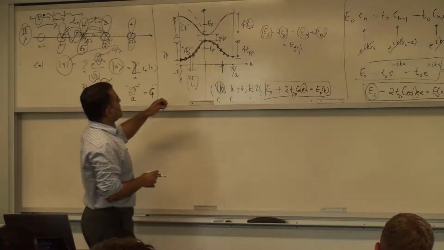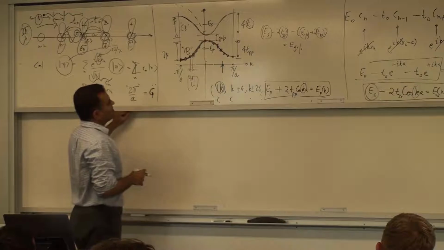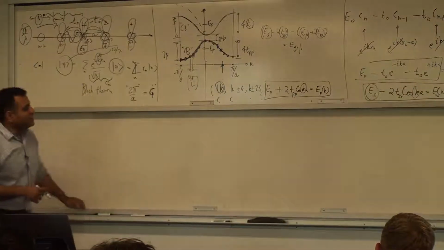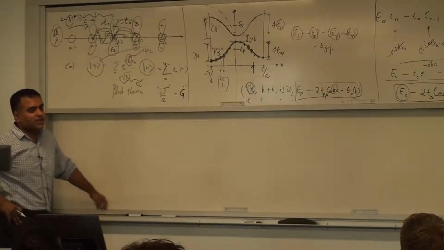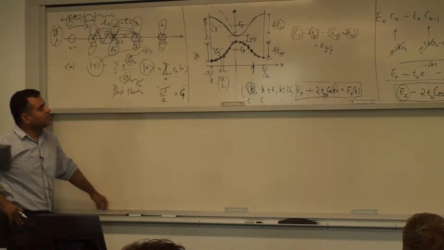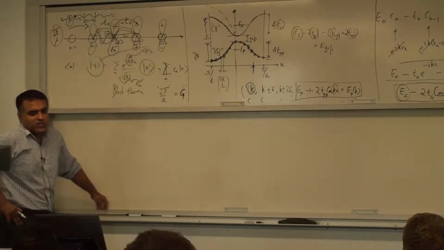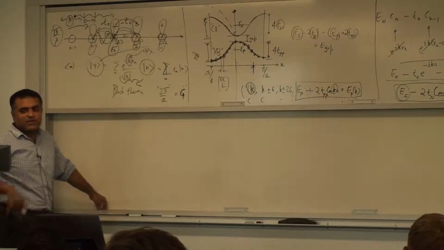Maybe you can. I want to ask you, how do I write, in this occupation number picture, the state of this whole system? How do I write it? In the occupation number picture, right? How? I mean, there are many ways to do it. You maybe can help me write it.